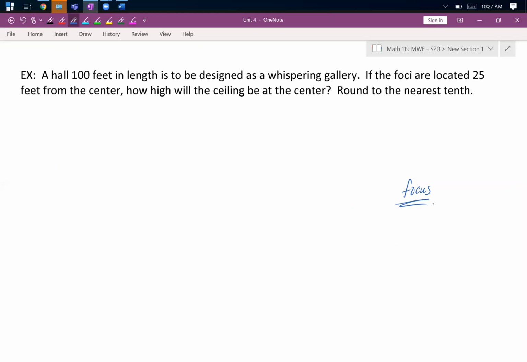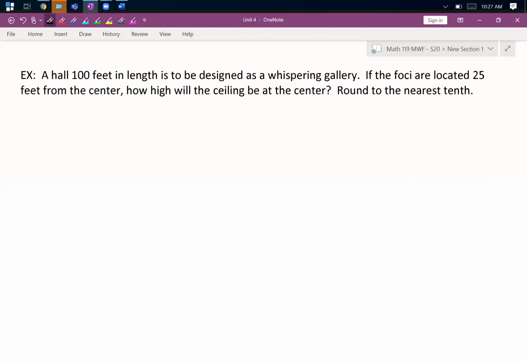I think it'll make more sense when we do the application problems with parabolas and we talk about satellite dishes and flashlights and things like that to focus things in. That energy or that sound has to be at the focus. So with a whispering gallery, you're standing at the focus. All right, the foci are located 25 feet from the center. How high will the ceiling be at the center? We want to round to the nearest 10.